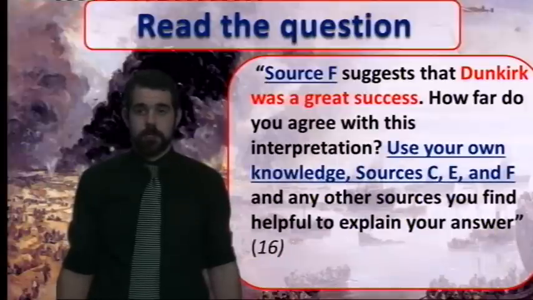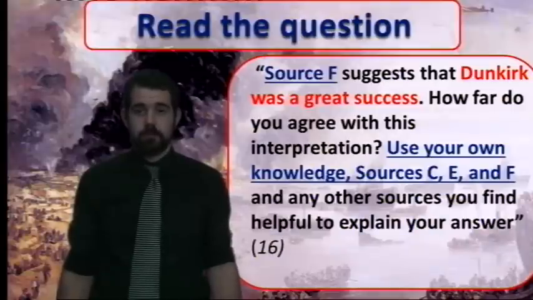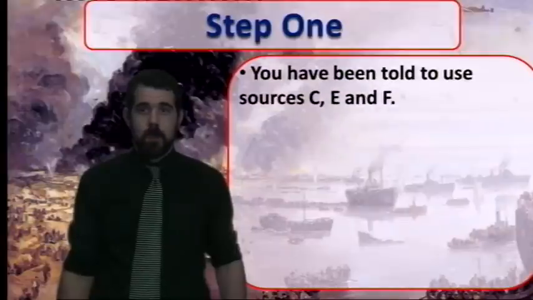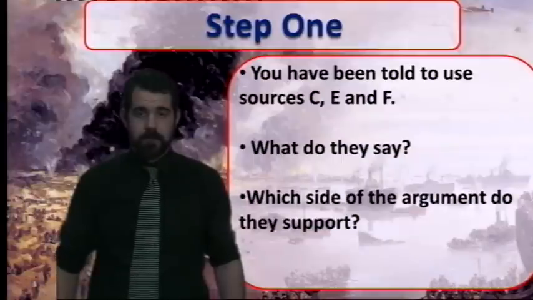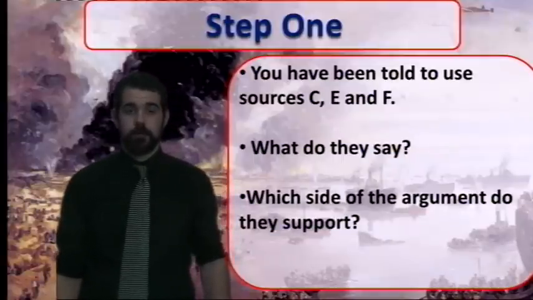You pointed at the things you have to use. They're expecting to see you use the sources they've pulled out and your own knowledge. The any others, well, that's up to you. Okay? So, step one. You've been told to use sources C, E, and F. What do they say? What side of the argument do they support? So that's the very first stage of evaluating this hypothesis.